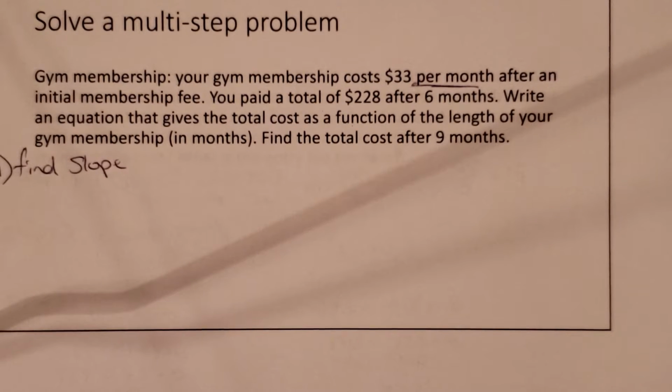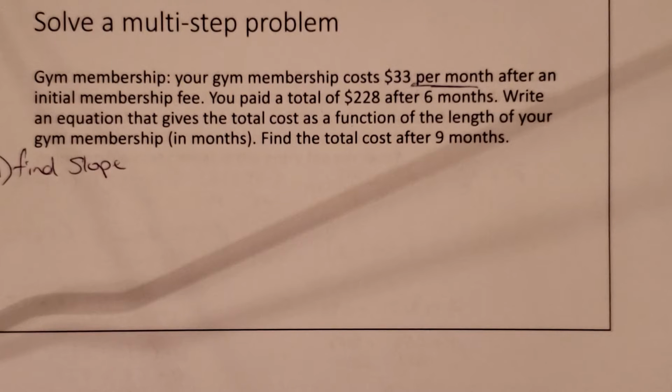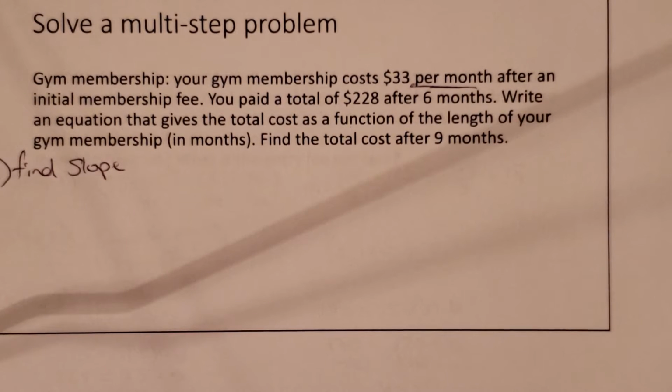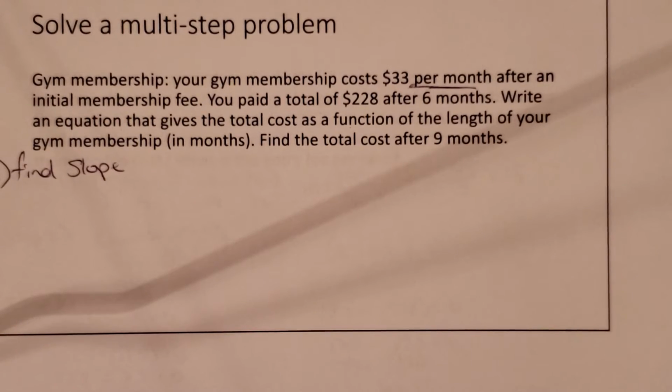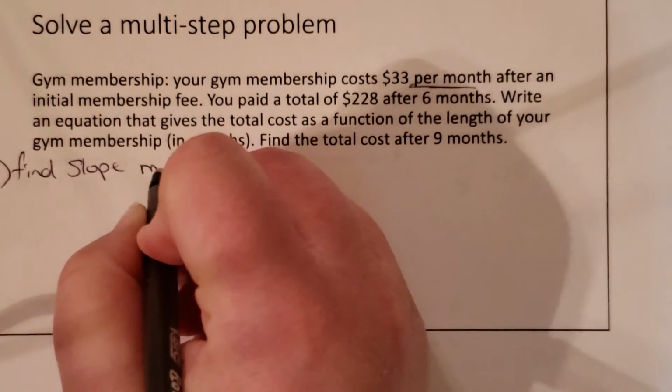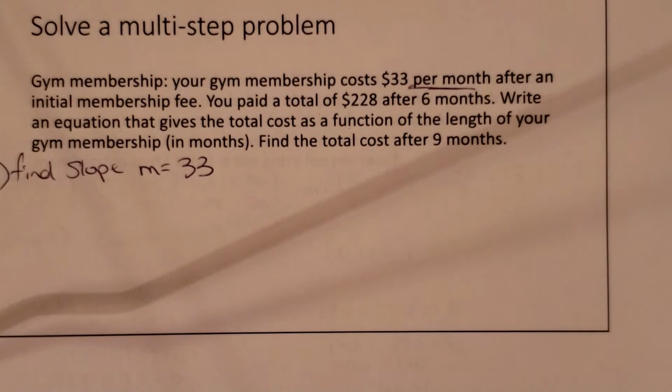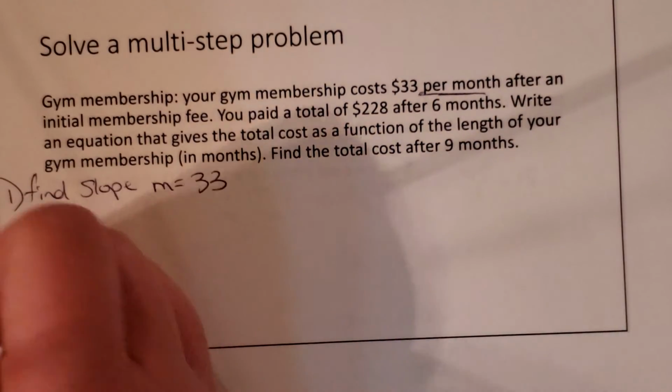What does that per month mean? It means that the $33, it's every single month my amount that I'm paying is going up by $33. So $33 is my rate of change. If $33 is my rate of change, then it's also my slope. So I have this really easy right now. I don't have to find slope. It's given to us.